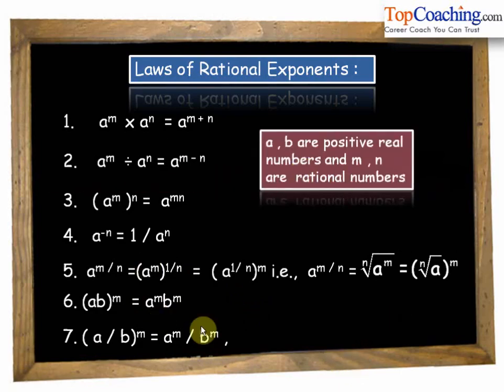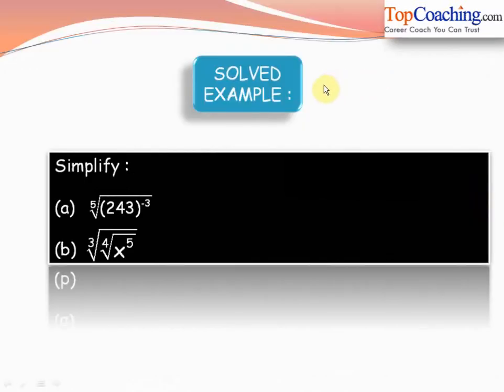Now the important point here is a and b are positive real numbers, and m and n are rational numbers. That's why we are looking at the laws of rational exponents. We have taken a and b to be positive real numbers, and the exponents m and n are rational numbers. So these are some of the laws of rational exponents, which are almost similar to the laws of integral exponents. So it's time for us to solve a few examples based on rational exponents.